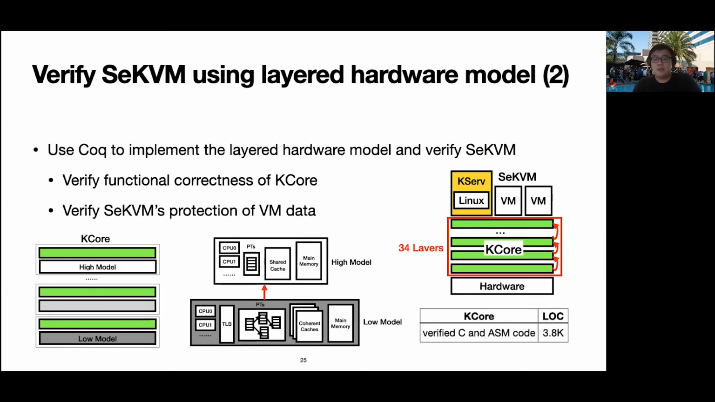We use Coq to implement the layered hardware model and verify SeKVM. We prove the functional correctness of KCore's implementation, which includes 3.8K lines of C and assembly code. We prove that KCore's entire implementation, modularized into 34 layers, refines its specification. In addition, we use the layered hardware model to verify that SeKVM protects VM confidentiality and integrity, ensuring that the verified security properties hold on multiprocessor server hardware.